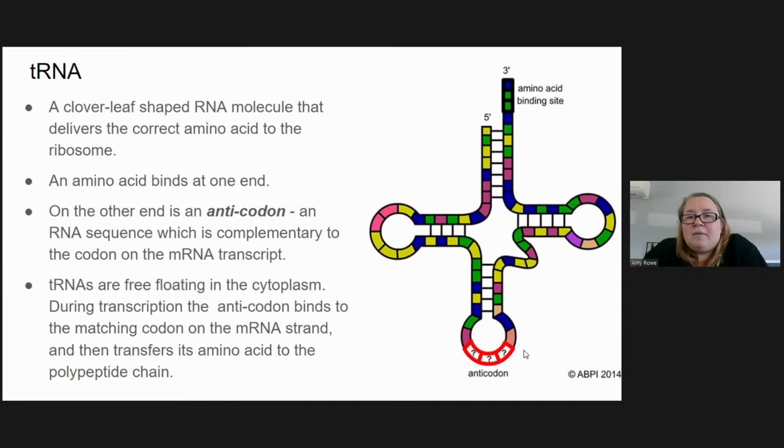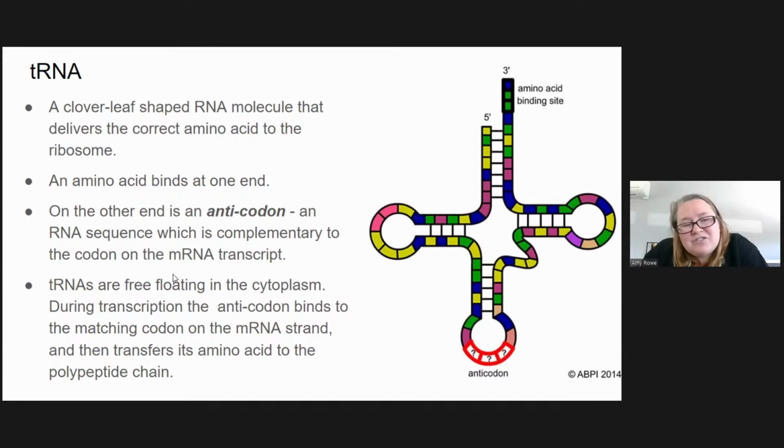So if our codon on the mRNA transcript was UCG, then on our anticodon, the corresponding or complementary sequence would be AGC. Did I get that right?